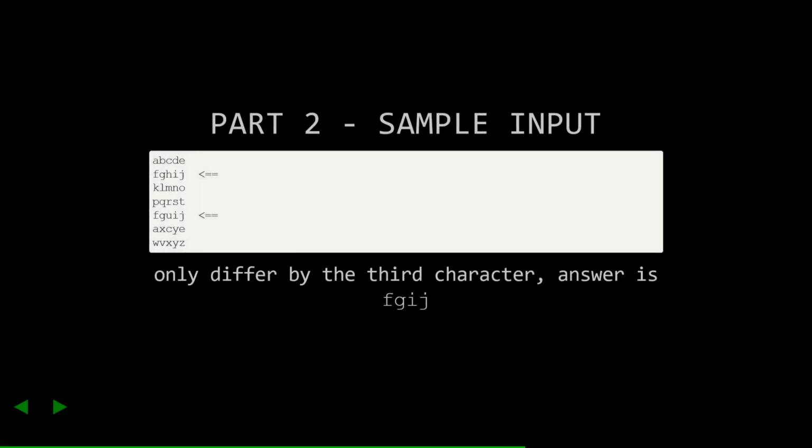Here we have our sample input for part 2, and we can see that the 2 indicated lines only differ by the 3rd character. And the problem asks us to find the common characters, so our answer is FGIJ. Again, spoilers if you want to pause here.